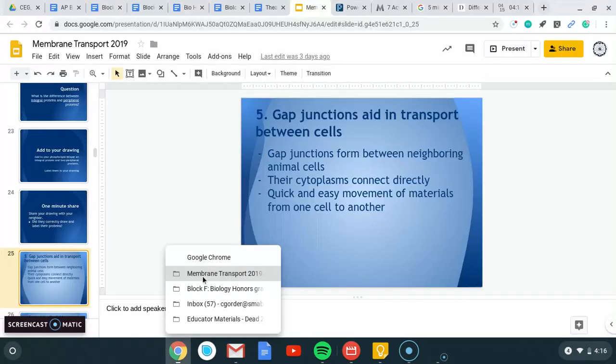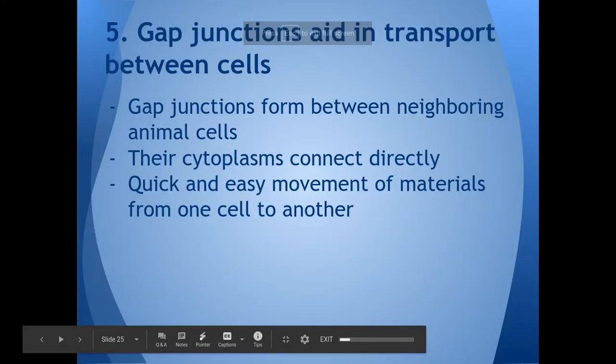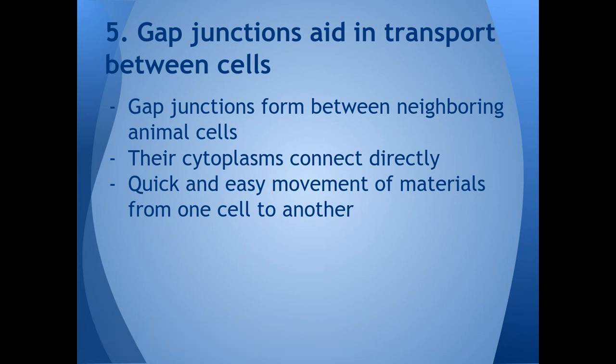So gap junctions are one way that cells can communicate with each other and send materials to each other. In this case, it has to happen between two neighboring cells, but their cytoplasms connect directly and they can move materials from one cell to the other. You can kind of think of this as maybe two cells reaching out their cytoplasm like you would reach out hands with a friend. And then when you touched hands with your friend, if information or stuff passed between you, that's kind of like what a gap junction does. So it's quick and easy movement of materials from one cell to another as long as the cells are adjacent.